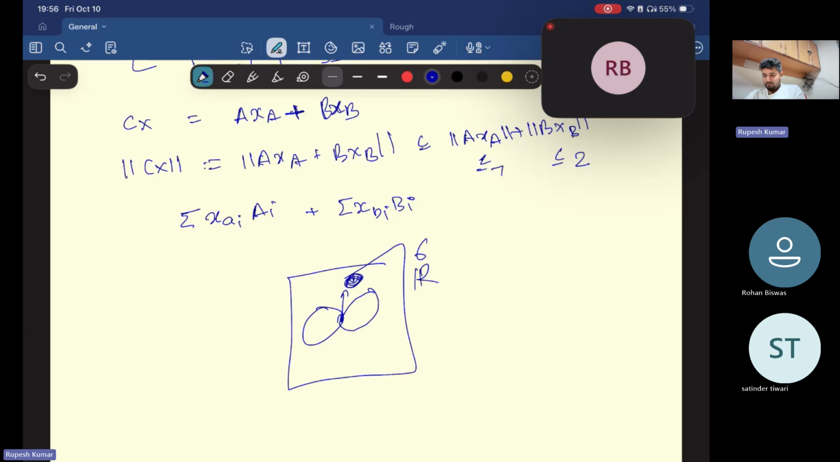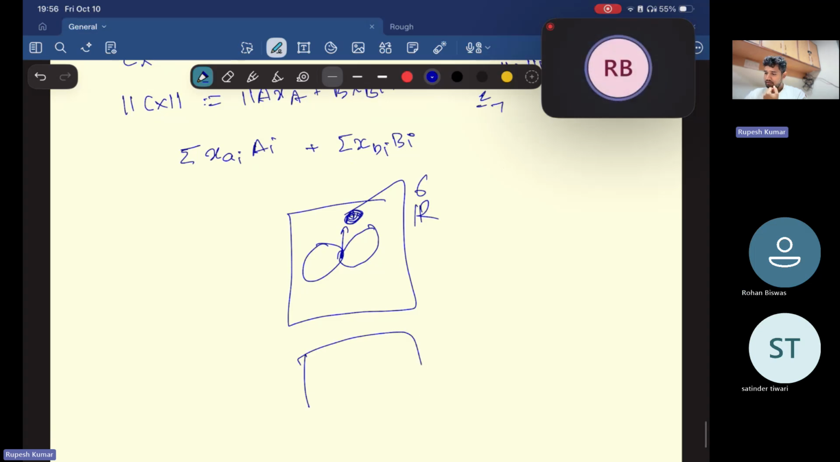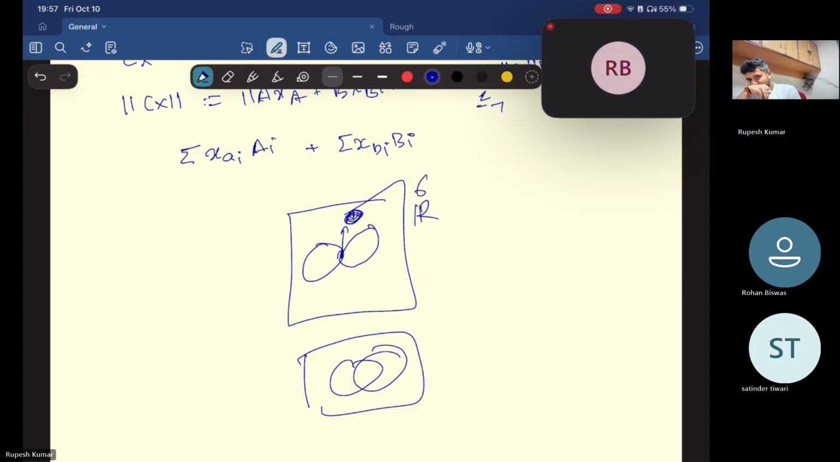Now, this is one possibility, right? Or it can be something like this, because you don't know what is happening, right? Or in fact, they might be forming some sort of set that is not spanning the entire R6 space, right? That might also happen.